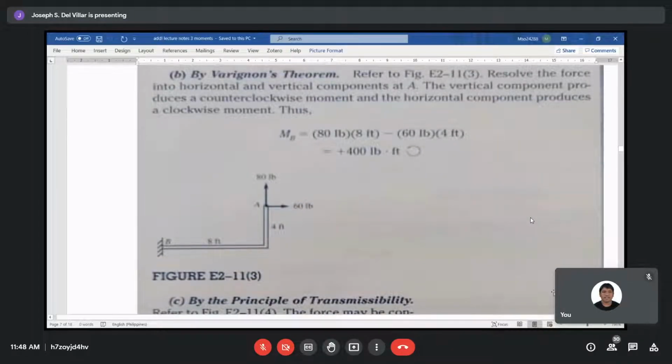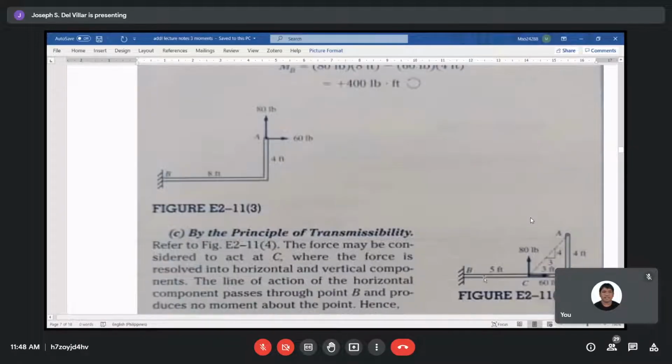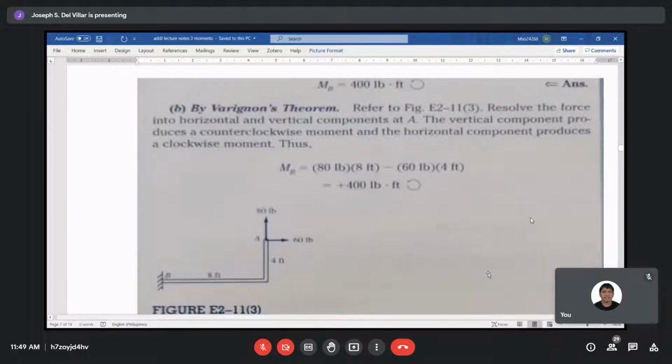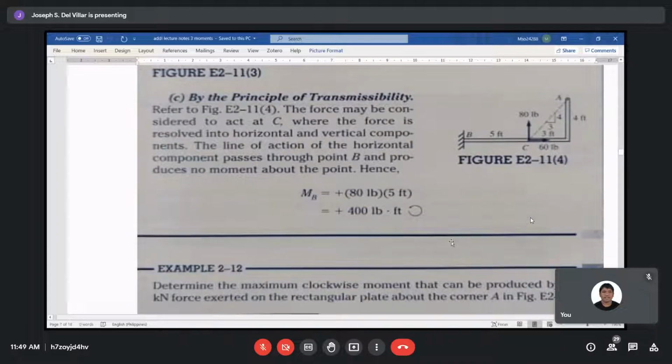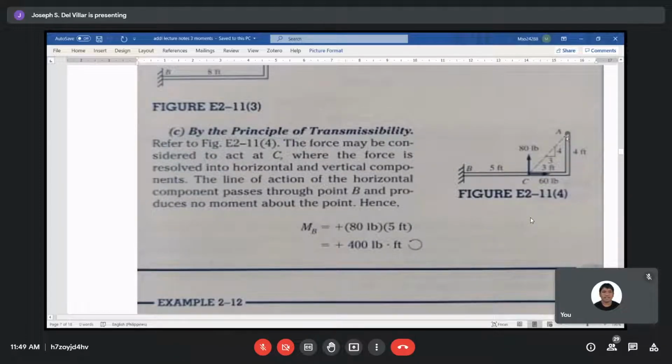Okay? Ito pala yung Varignon's kanina. Ito pala. Kala ko wala eh. Tama na yung ginawa natin kanina, di ba? 80 tsaka 60. So 80 times 8 minus 60 times 4. So, the same result if you use the Varignon's and then the principle of transmissibility, you are going to get the result, no? Yung isa pala direct, ito yung transmissibility. Okay, transfer nyo dito yung force along the horizontal ng bar. Ni-resolve. Pag ni-resolve mo, ganun pa rin. 80-60 pa rin siya.